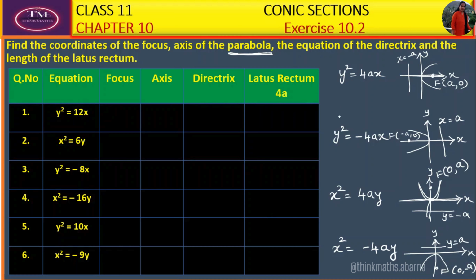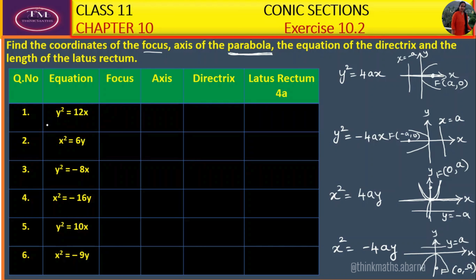Now, there are 6 problems. In the first 6 problems, we have to find the coordinates of the focus, the axis of the parabola, the equation of the directrix, and the length of the latus rectum. For all these, we need the value of a.